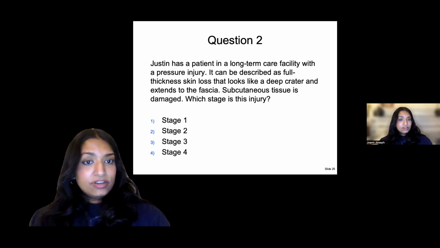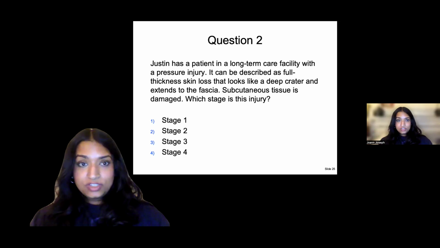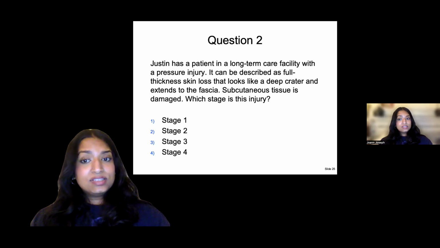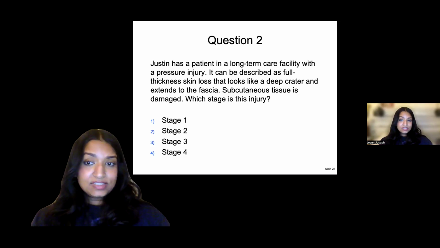So the answer here, pause the video, do what you need to do, and then come back. But the answer here is answer number three. This is a stage 3 injury. Stage 1, this is an area of just redness. We saw the picture of the butt with all the redness around it.